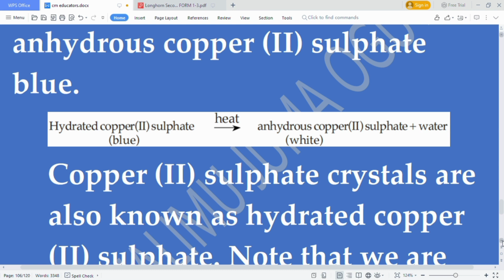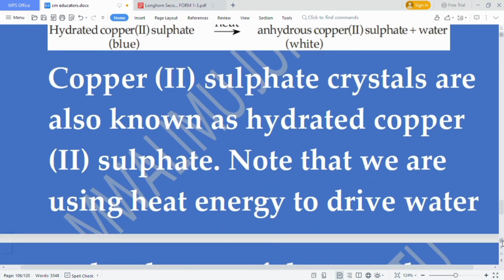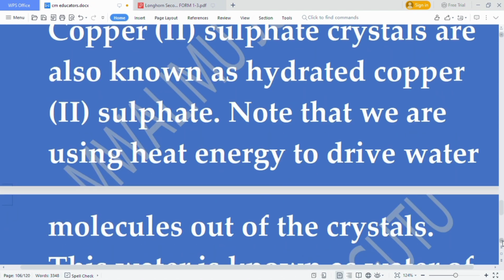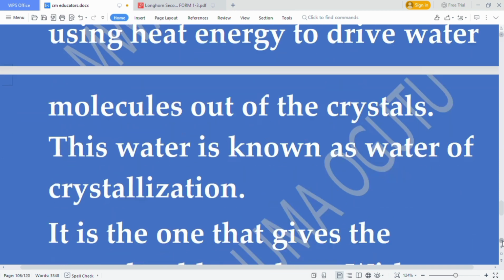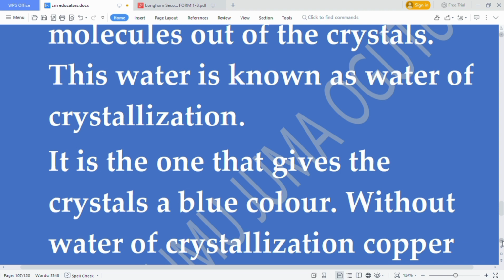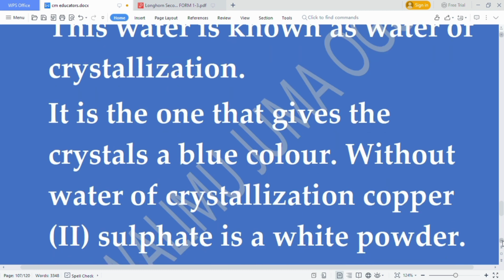So we note that we are using heat energy to drive out the molecules of water from the crystals. The water that we are getting is what we call the water of crystallization. It is the one that gives the crystals a blue color. Without water of crystallization, copper 2 sulfate is a white powder.